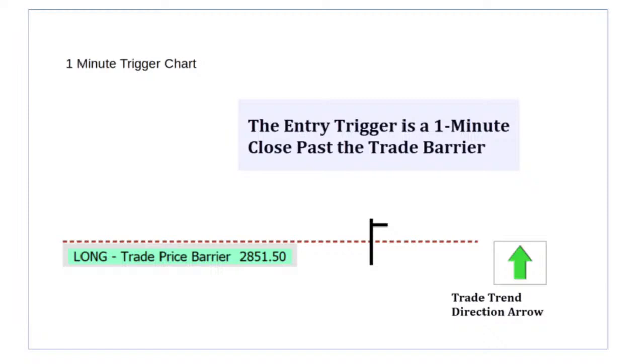The entry is basically just a 1 minute close past the trade barrier. So if you're looking at your charts, you don't need anything more than the software and a 1 minute chart. You don't need any moving averages. You don't need any oscillators. You don't need to look at all kinds of different charts. It's that simple. A 1 minute chart, and you confirm your entry by a close past the barrier. All right, let's take the next one.